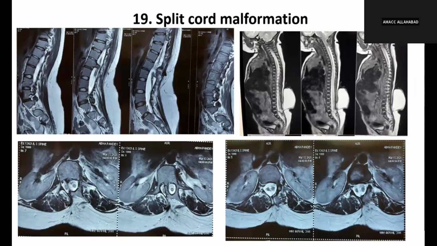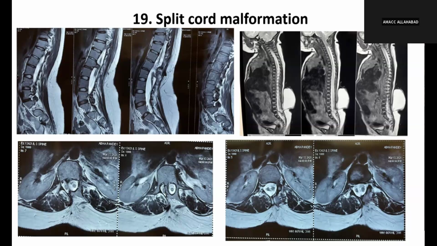Now coming to the congenital anomalies of the lumbosacral region, the most important is split cord malformations. We classify split cord malformations into two types, type 1 and type 2. In type 1, the cord is split by a bony spur. This is a bony spur which arises from the vertebral body, and it splits the cord into two halves, making two hemicords. This is one cord, this is another cord. In between, there is a bony spur.